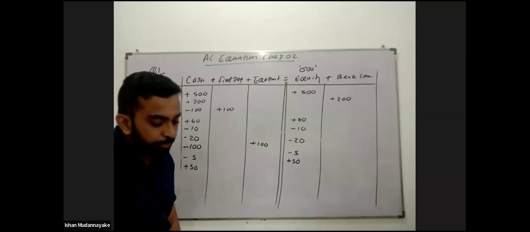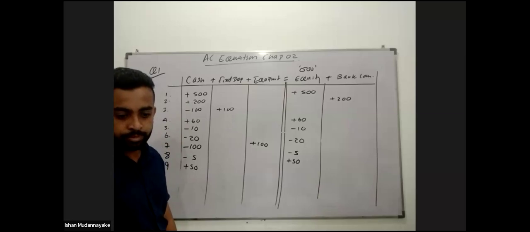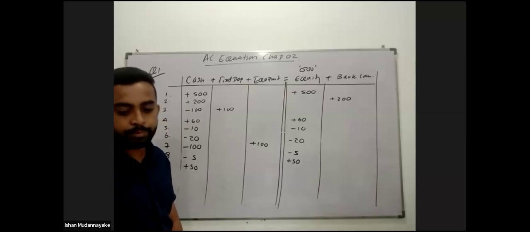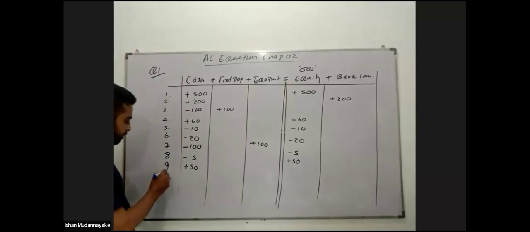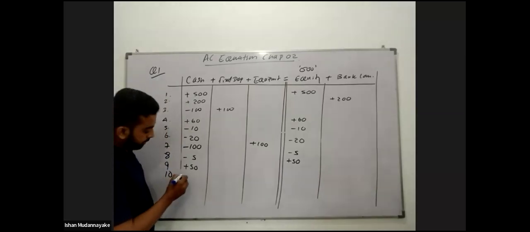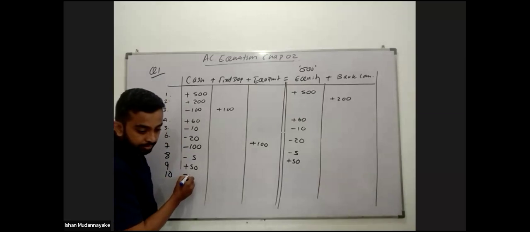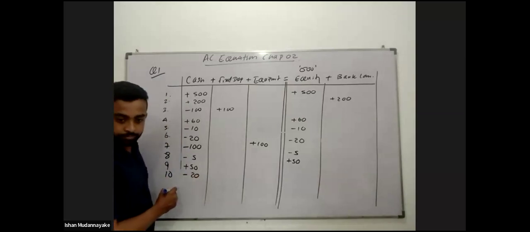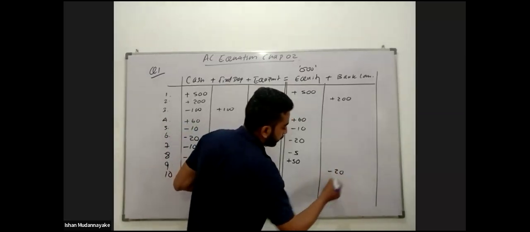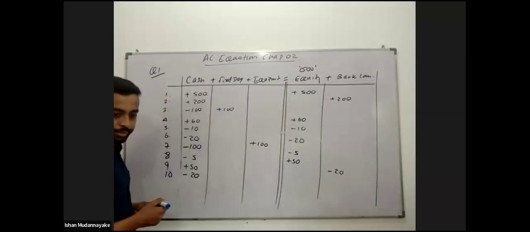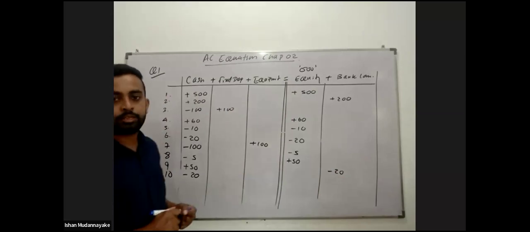Settle 20,000 of the bank loan. How to record this transaction? Transaction number 10. Cash minus 20,000. Bank loan minus 20,000.